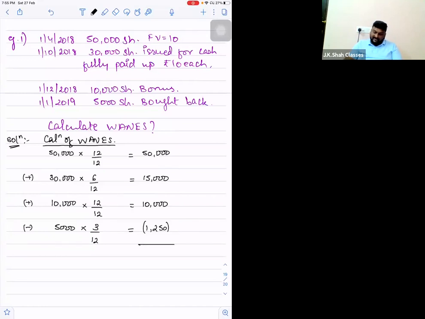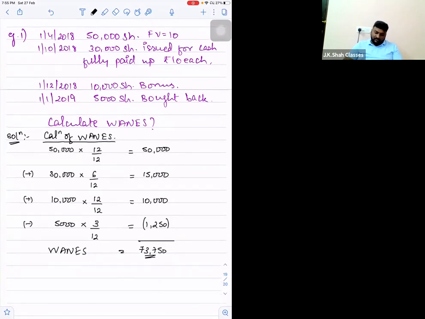So now we get our final answer as 73,750 equity shares, weighted average number of shares. So we have 73,750 weighted average number of shares for the purpose of calculation of EPS.